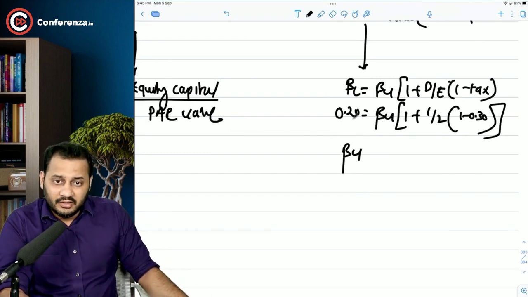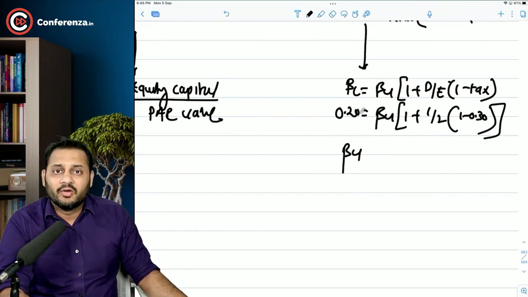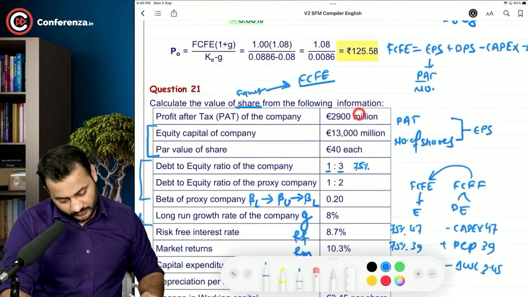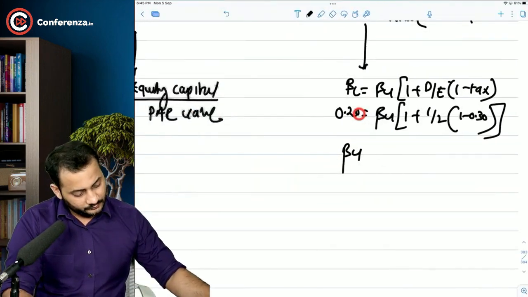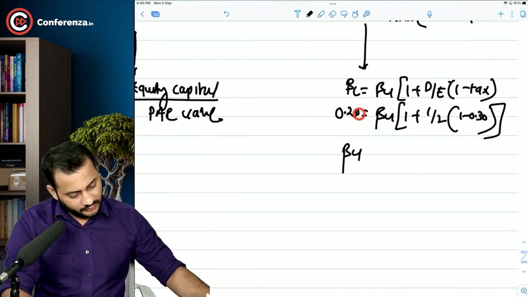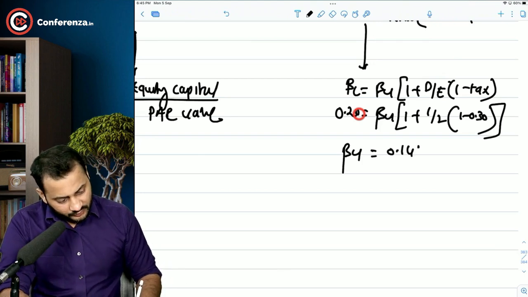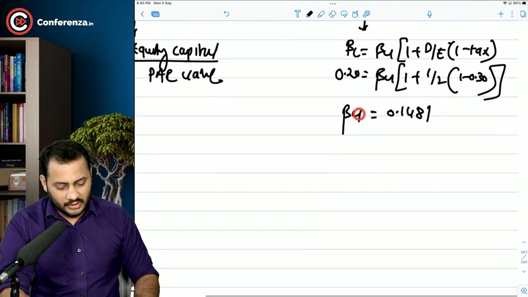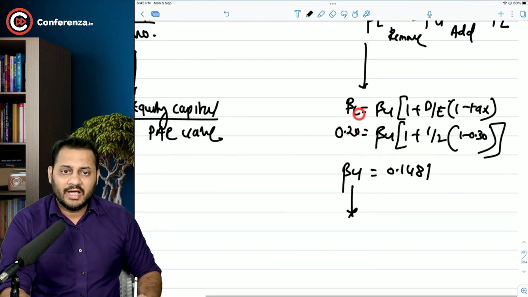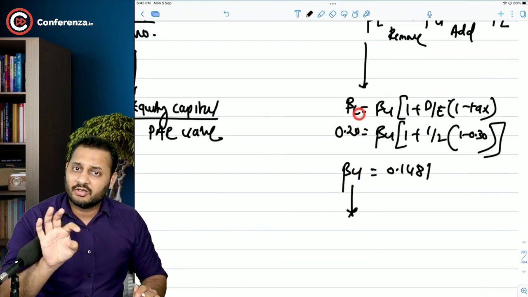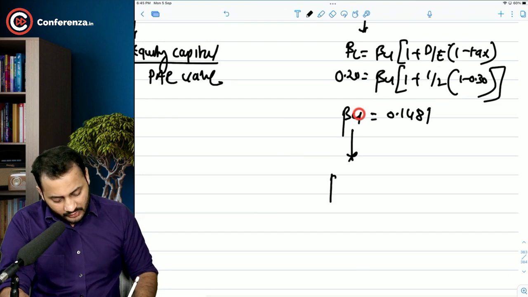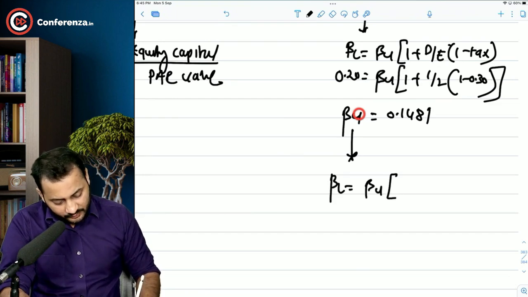Please understand, the unlevered beta will always be lower than the levered beta. It is 0.20, right? 1.35. It will be 0.1481. Now convert that back. What we have done till now is removed the risk of the proxy company, and now we are going to add the risk of our company.